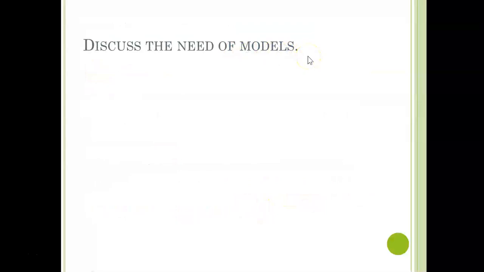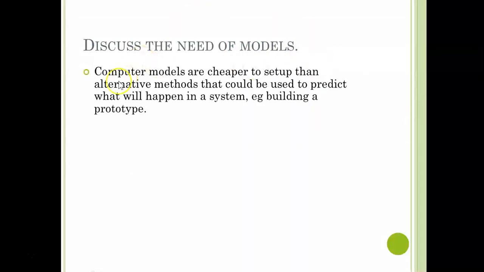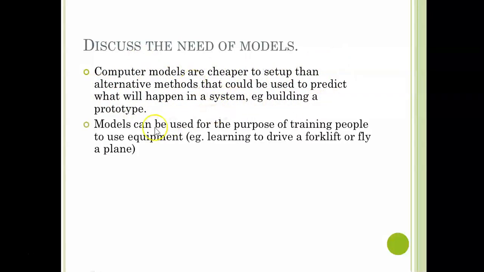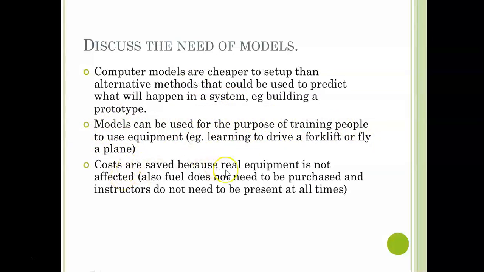Discuss the need of models. So why do we want to use models? Computer models are cheaper to set up than alternate methods that could be used to predict what will happen in a system. For example, building a prototype, you won't need to do that if you use models. Models can be used for the purpose of training people to use equipment. For example, learning to drive a forklift or fly a plane, we can use models to do that. Costs are saved because real equipment is not affected.